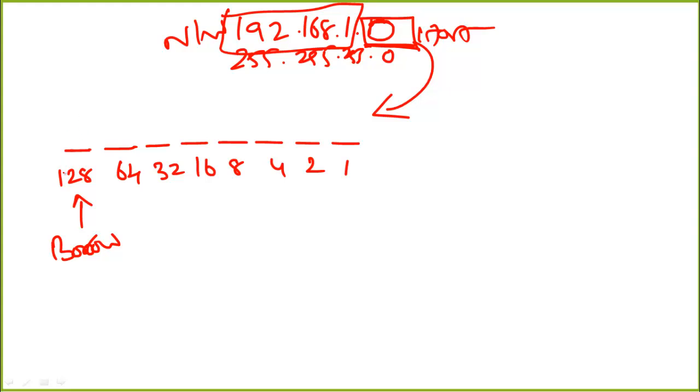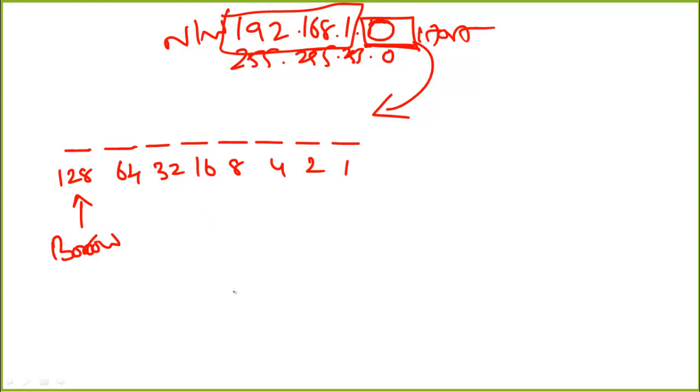Similarly, if you borrow from the network part also, you should borrow from the nearby bit, which is located right next to that particular octet. That is how you have to always borrow. Just keep in mind. Now what I did is I have borrowed 1 bit from the host part.